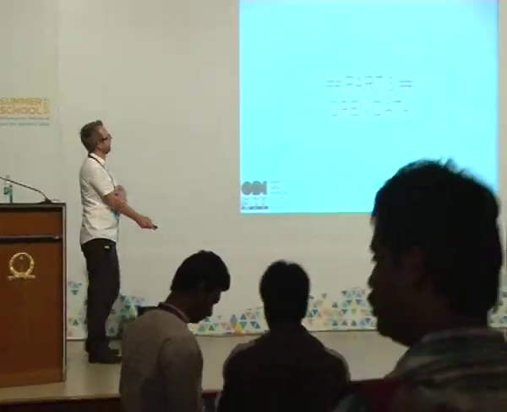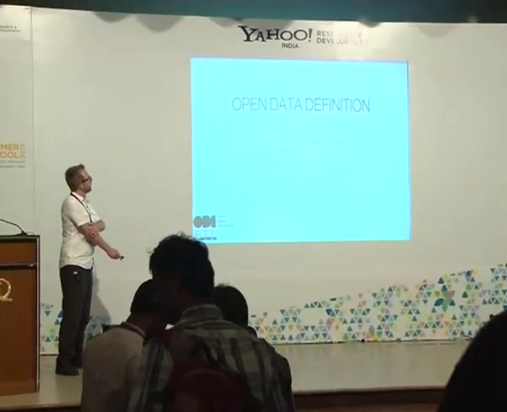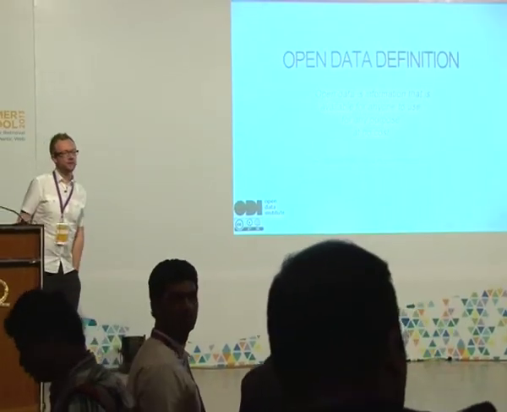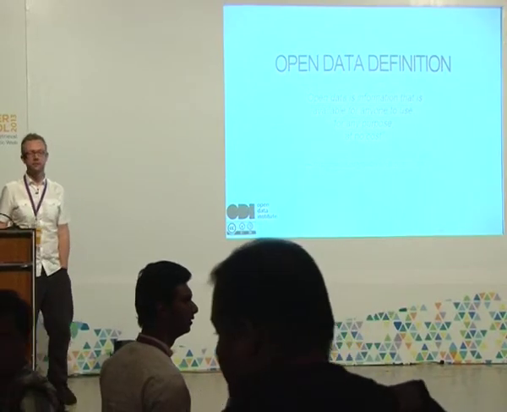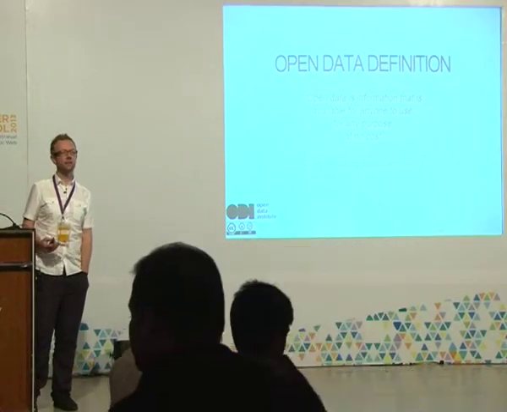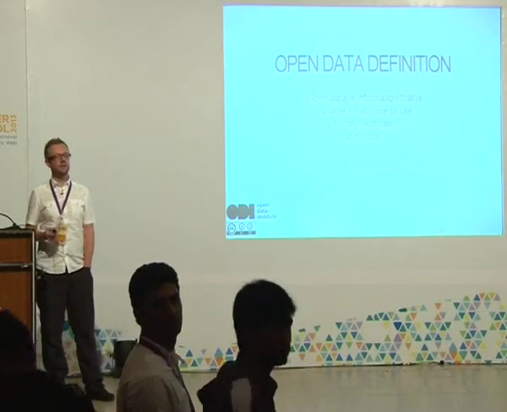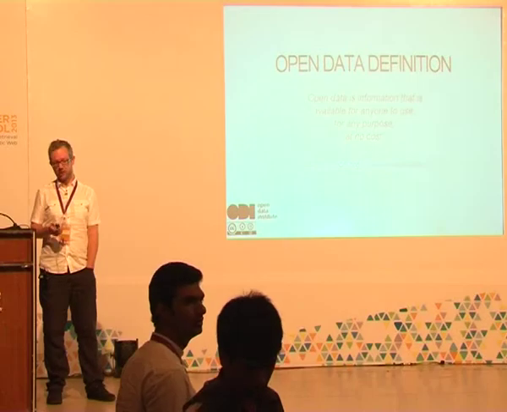So part 3, open data. So what do we mean by open data, to be specific? So this is the definition. There are a number of definitions out there. This is our preferred one because we think it's very, very clear about what we mean by open data. Open data is information that is available for anyone to use for any purpose at no cost.